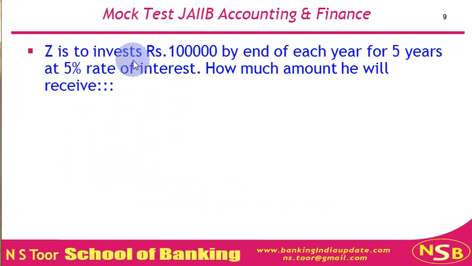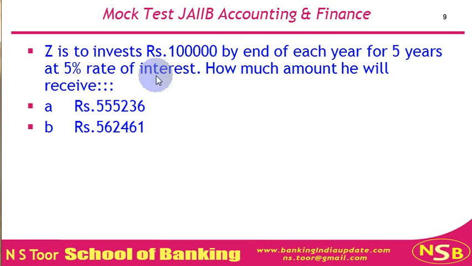Z is to invest rupees 1 lakh by the end of each year for 5 years at a 5% rate of interest. How much amount will he receive? So it is a sort of recurring deposit for 5 years where the amount shall be deposited on an annual basis at the end of each year. The rate of interest shall be 5%. And here are our answers.